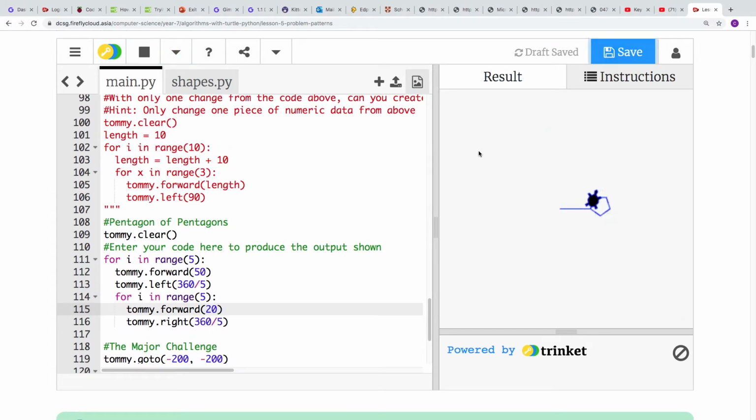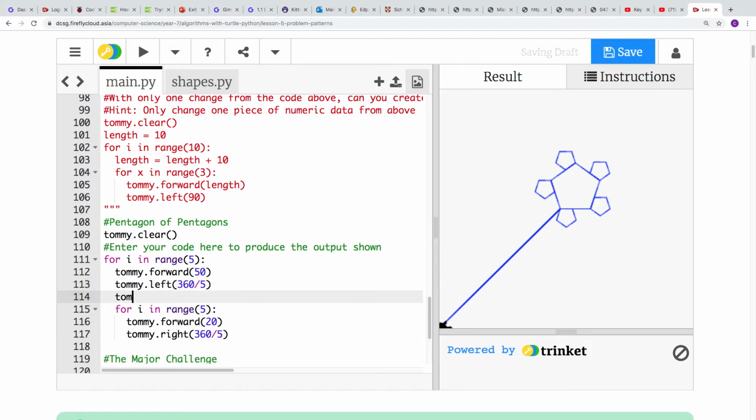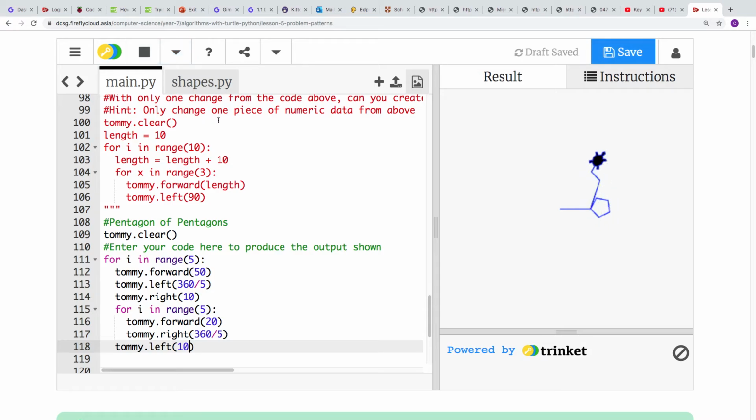Okay. When he starts drawing the smaller patterns, how do we get it so that it's not turning the same direction? We could do something right here. We could do Tommy dot right. Let's try 10. But then at the end, before he starts the next one, Tommy dot left 10, so that he's pointing back. Let's try this. How's that? Is that getting closer? Yeah.